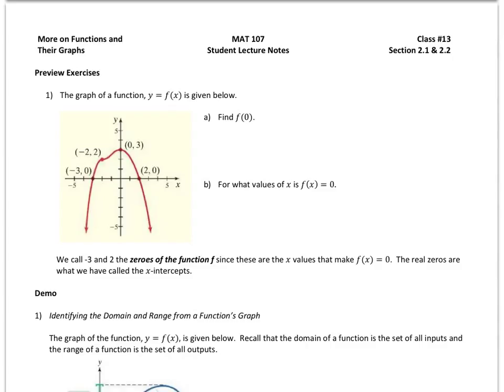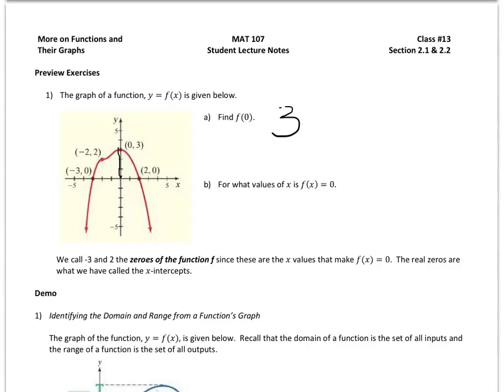If we want to find f of 0, that means that number in parentheses is always going to indicate an x value. So we want to look along the x-axis for an x value of 0, which is going to happen right here, and then go up to the graph, and the y-coordinate at that point is 3. So f of 0 is 3.